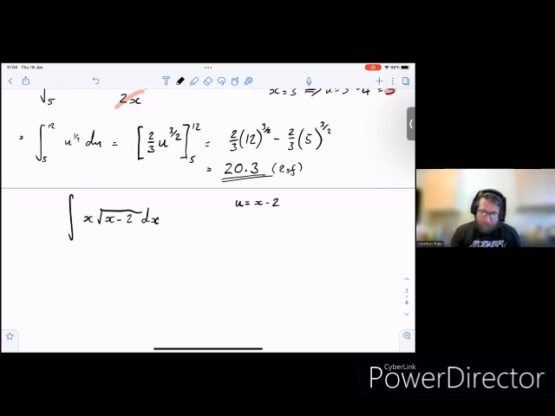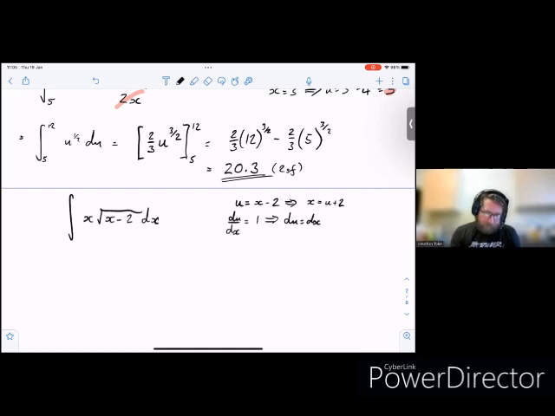Now we need to substitute dx as well. So if we differentiate this, we get du by dx equals 1, which gives us that really easy substitution, du equals dx. The other thing is that du isn't du over x, so that x is not going to cancel. So we are actually going to need to substitute the x as well. So let's just rearrange that so we've got an expression for x. If u is x minus 2, x is u plus 2. Okay, so that's everything we need to sub.